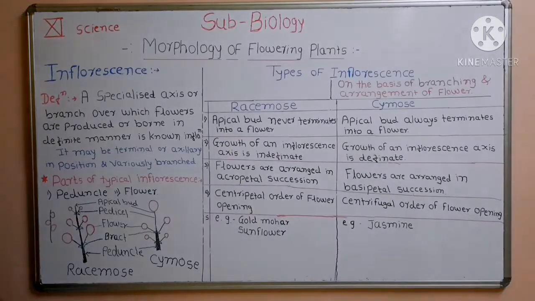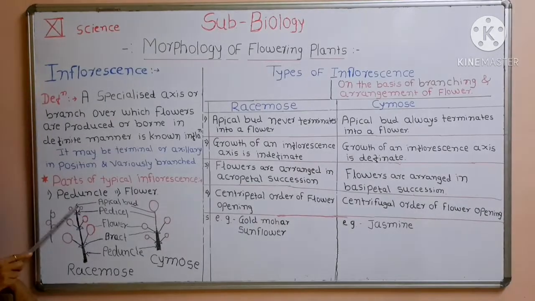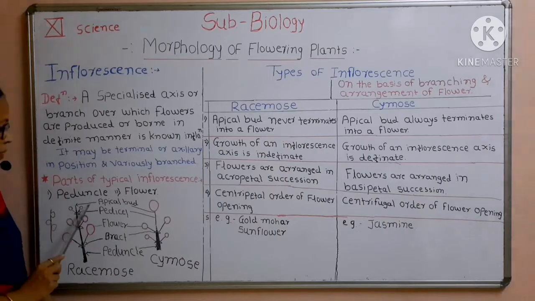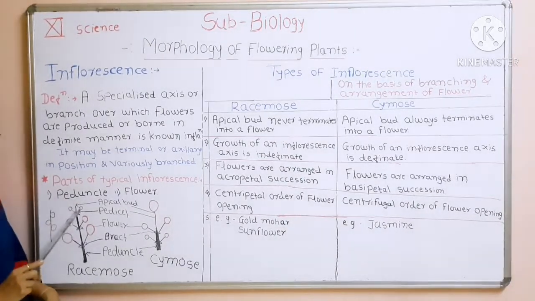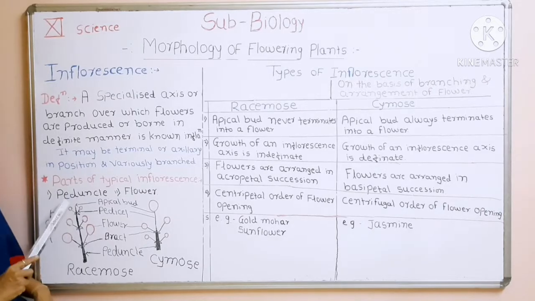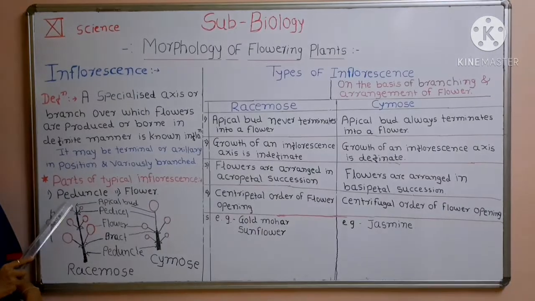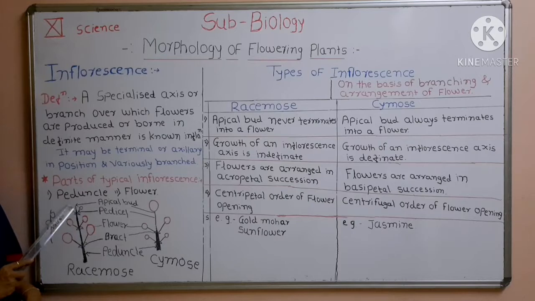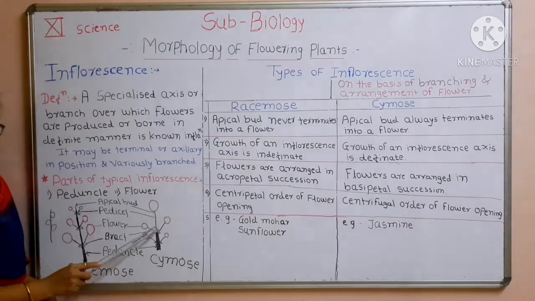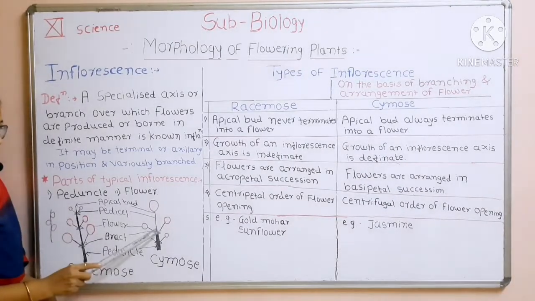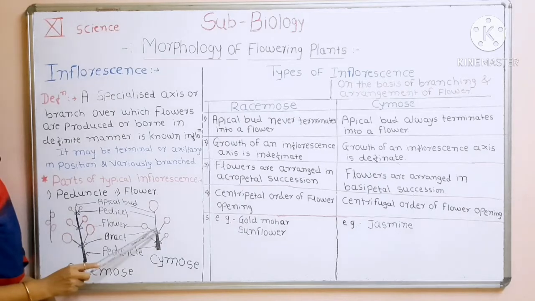Here the growth is continuous, meaning what? At the terminal point, the apical bud is present. This apical bud never terminates into a flower. See here, the apical bud or terminal bud continuously grows. It never terminates into a flower. And in cymose, the apical bud or terminal bud terminates into a flower.